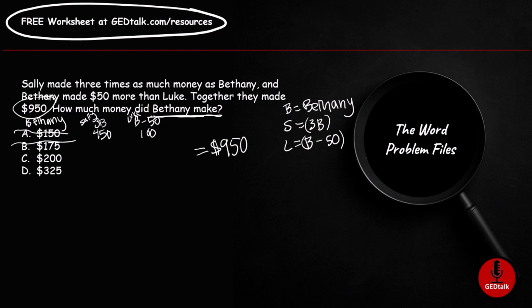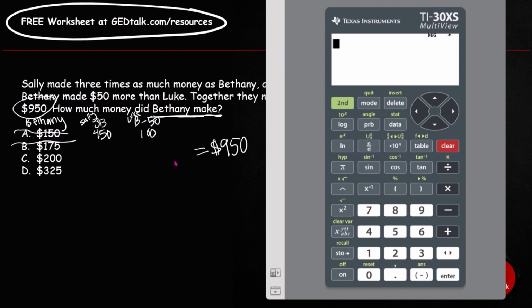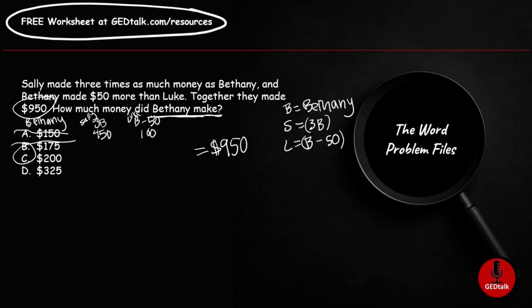Now let's move on to C. So now let's try answer C. So same concepts, we're going to use our calculator. I'm not going to write it out for us. Let's save time. So I'm going to do 200 plus open parentheses for Sally's amount. And Sally is 3 times $200, right? 3 times what Bethany made, plus, and now we need to share what Luke made. And we know that for Luke, it's the amount Bethany made, $200 minus the $50. Close parentheses and hit enter. And look at that, folks. We have $950. So we know that for this problem, C is our answer.